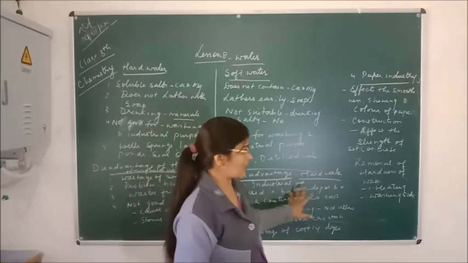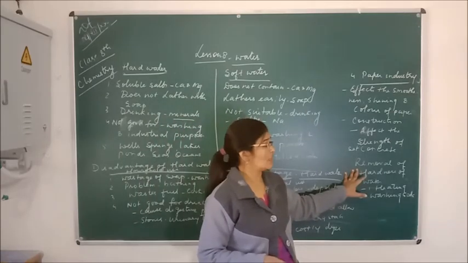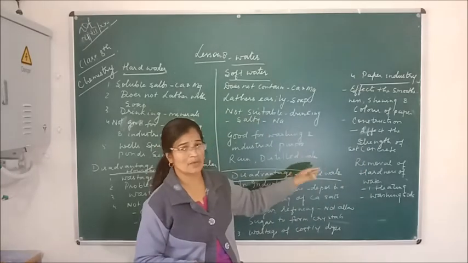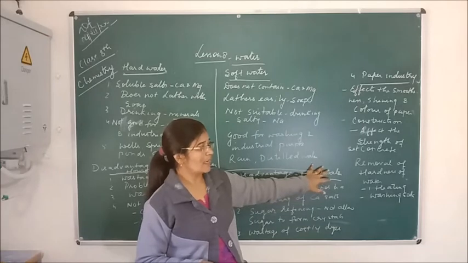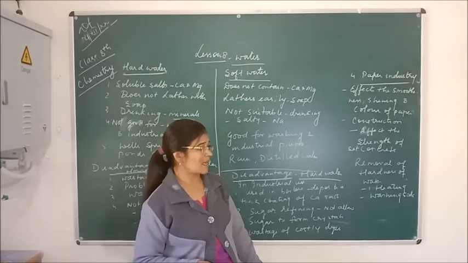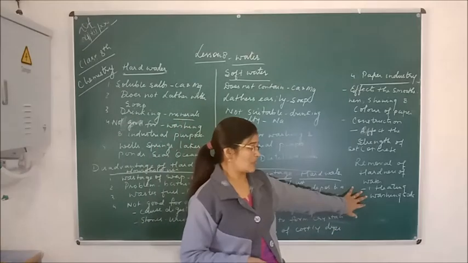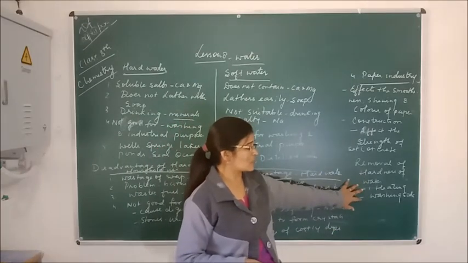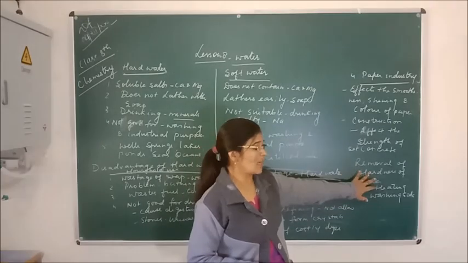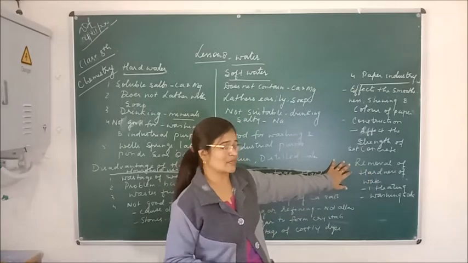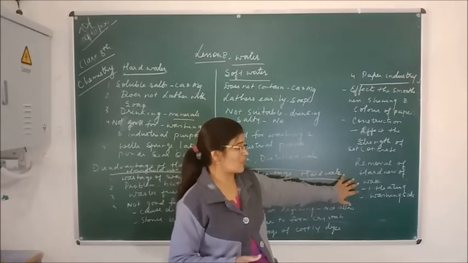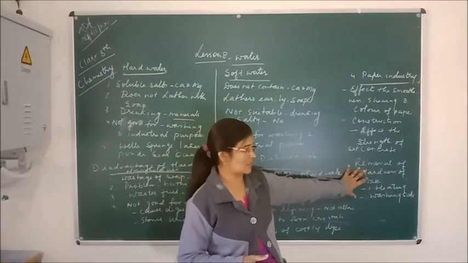Now, how can the hardness of water be removed? The hardness of water, that is, the salts of calcium and magnesium which make the water hard, can be removed especially by two methods. First is by heating and second is by washing soda. These two processes are used for the removal of hardness of water. By this, the salts of calcium and magnesium can be removed easily. In detail, we will discuss this removal of the hardness of water in the next class.